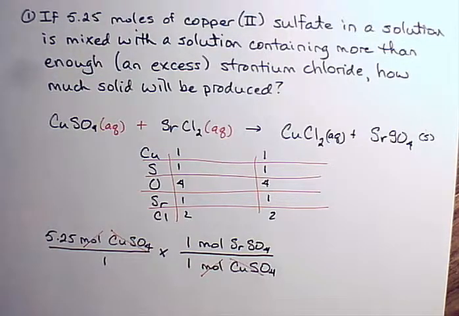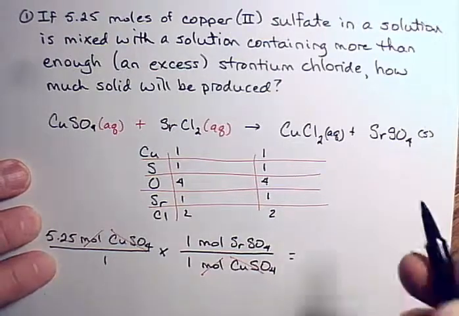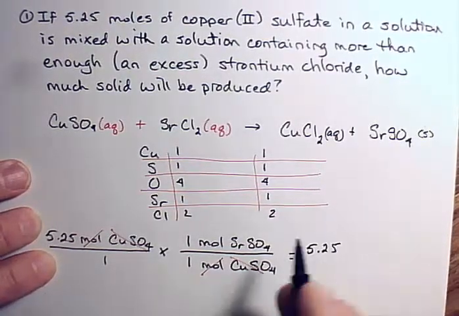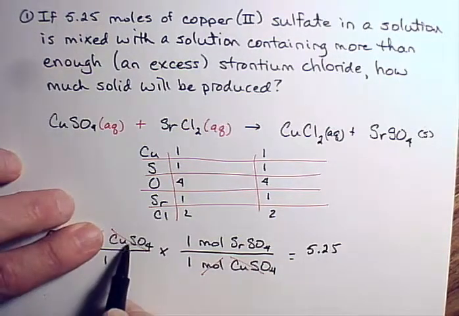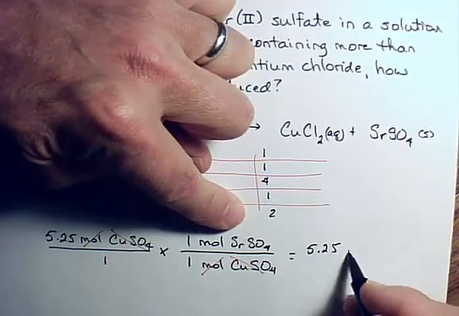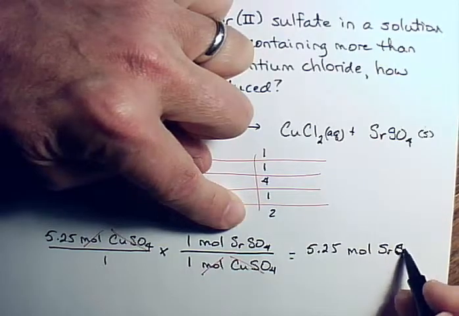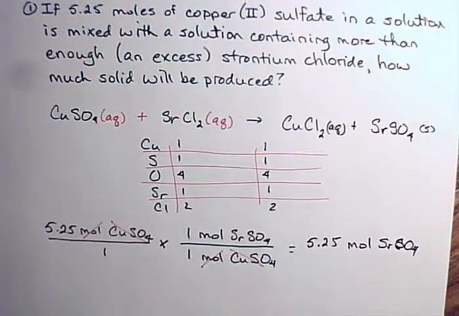And so now we're ready to solve the problem. This is a pretty simple problem, because 1 times that and divided by that is simply going to be the same number, 5.25. But we don't have any moles left here or here. Don't have any copper sulfate here or here. What we have left is moles of strontium sulfate. And so that is what the question is asking for.